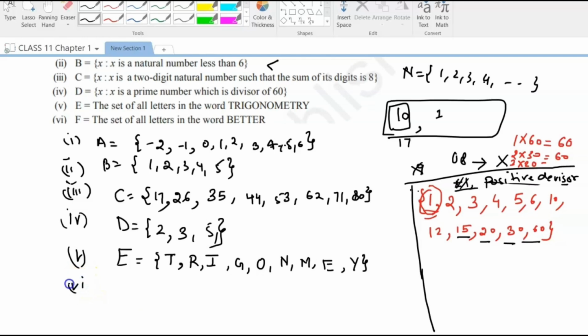Okay, so let's see the last part of this question. F is the set of all letters in the word better. This is also very simple. We simply need to write all the distinct letters of the word better. So B, E, T. We will not repeat the letter T and E, and then R. So there are four distinct letters in the word better. So this will be the set. Okay. Now let's move on to the next question.